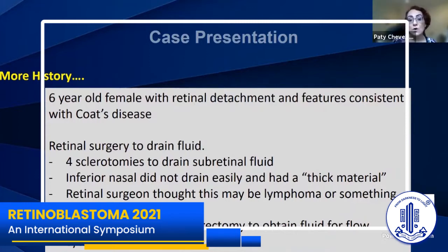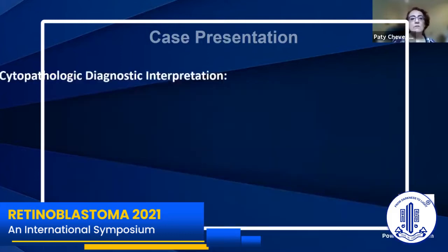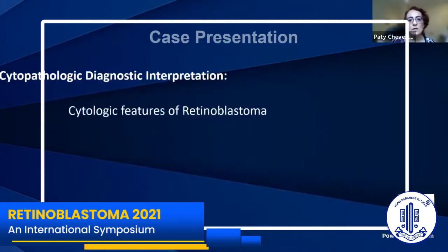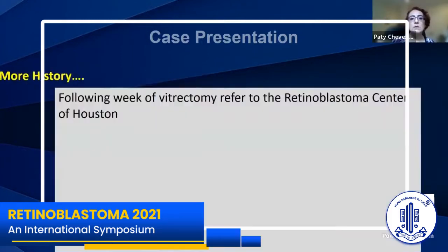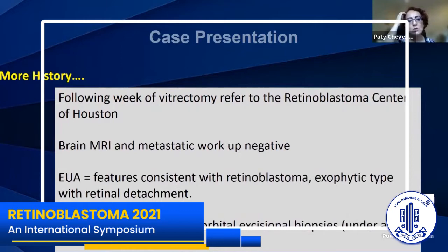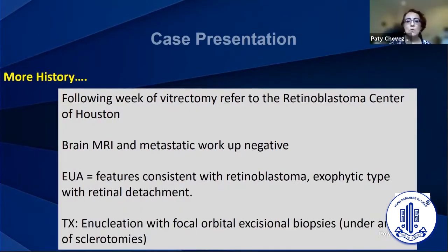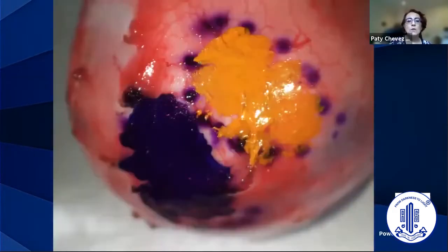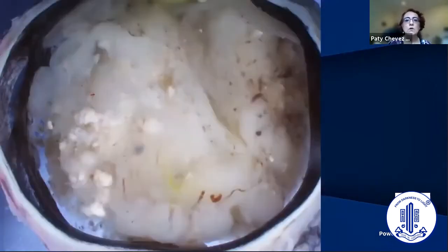The surgeon thought it's lymphoma. And then he sent the vitreous. So of course, our final diagnosis in this case is retinoblastoma. Then this patient was sent for final treatment to our institution, negative workup for metastasis. So it was enucleated. We ink the areas of the sclerotomy.